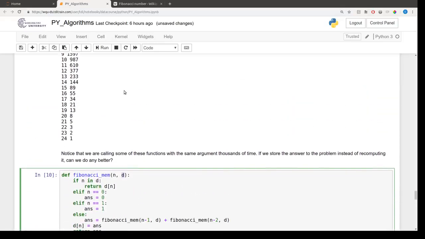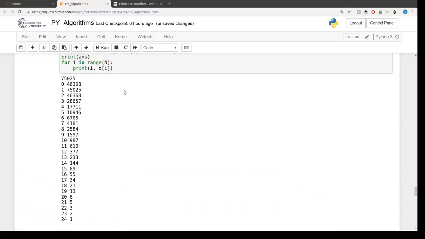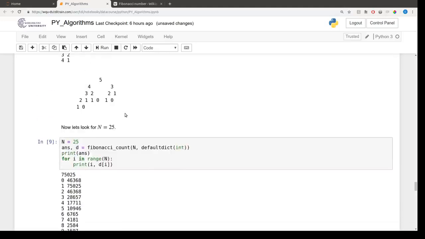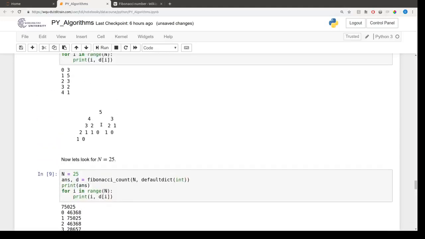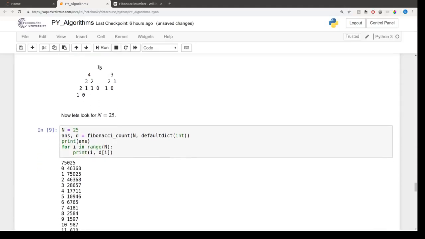Now, the payoff is that we clip down or excise a huge part of this tree. This tree becomes essentially linear. I go from 5 to 4 to 3 to 2 to 1 and 0.